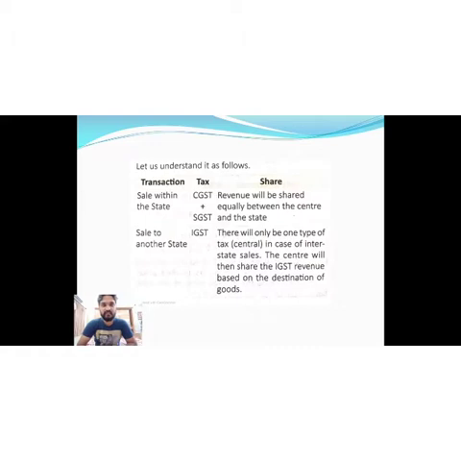If a businessman of Gujarat sells his product to Rajasthan, then he has to pay IGST. This is the only one type of tax, a central tax, in the interstate sale. This is the one type of revenue.